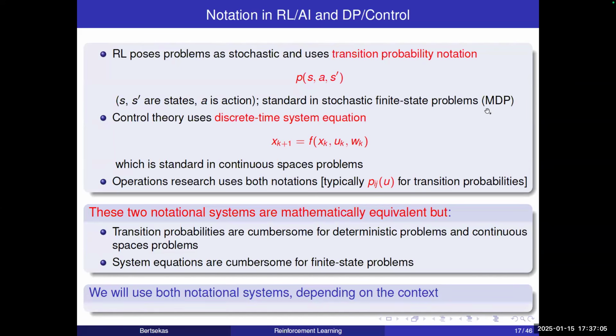When we talk about finite state problems, we're going to be using transition probabilities, usually this type of notation. When we talk about continuous spaces problems, we're going to be using this terminology, but we're going to start from this. About 75% of the course is going to be done in the system equation notation, and the remainder in transition probability notation. Depending on whatever is convenient, we're going to be using the appropriate notation. But remember, these two notations are mathematically equivalent.